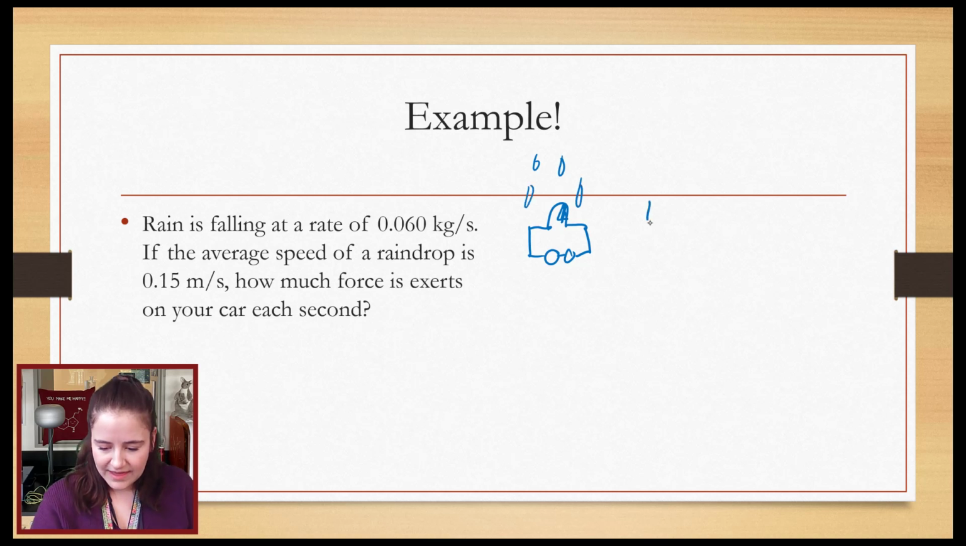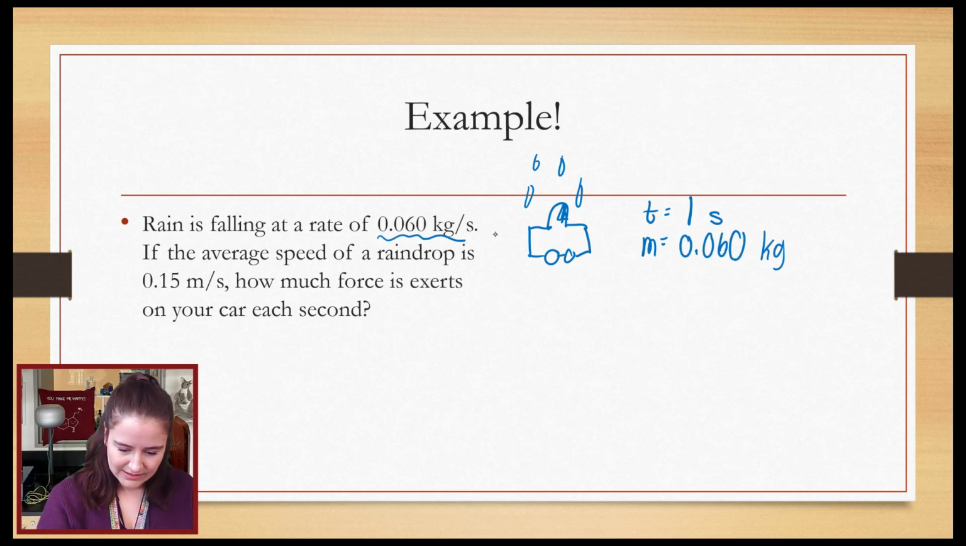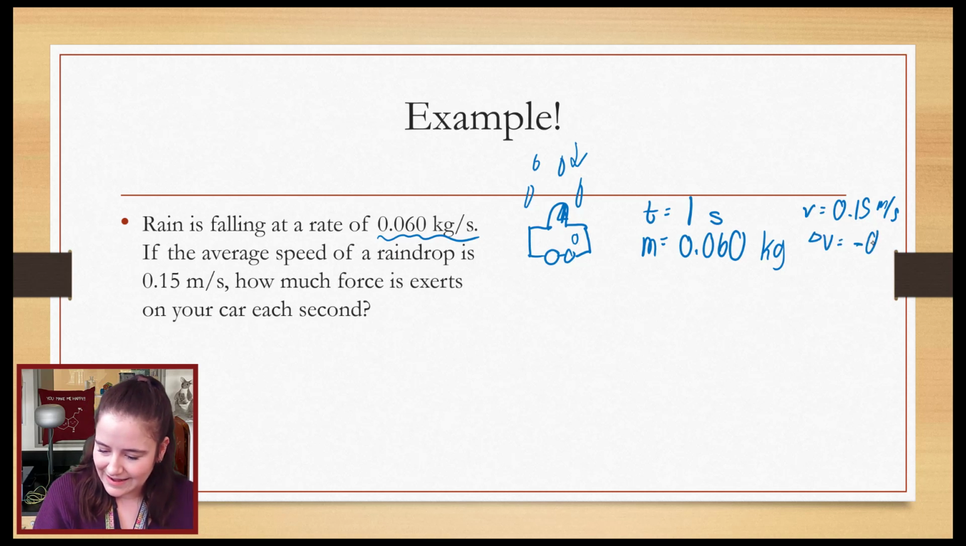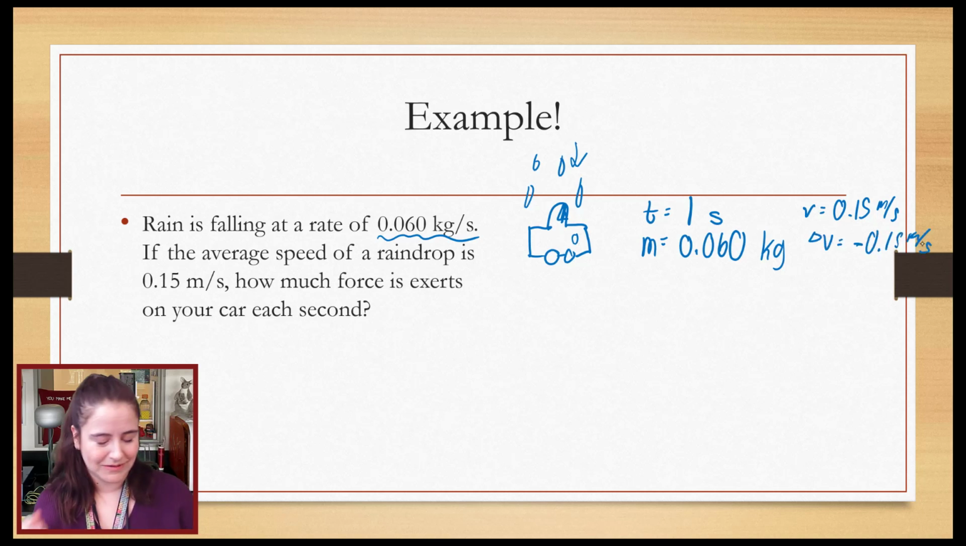And we're going to go with a time of 1 second. We're looking for the force on the car each second. We know the mass that will fall on that car in that second is 0.060 kilograms. Okay, that's what that says. And then we have the speed of the raindrop, 0.15 meters per second. Now, if that is the speed at which the raindrops are falling, what speed do they go when they hit your car? Well, they'll be at a speed of 0. So the change in the velocity will be negative 0.15 meters per second.